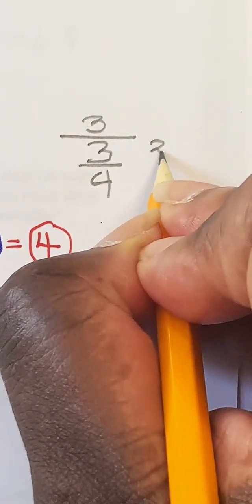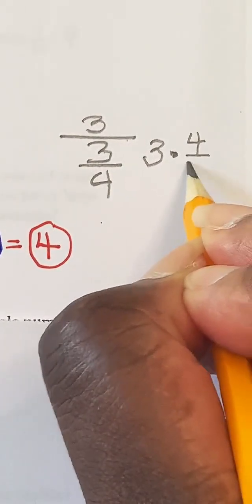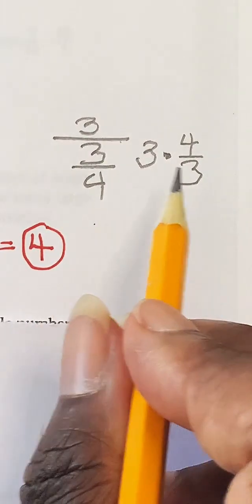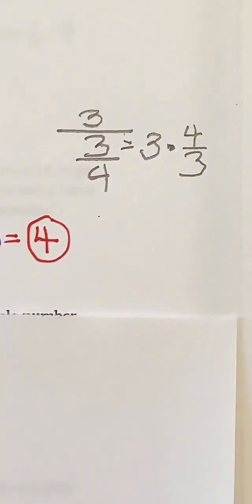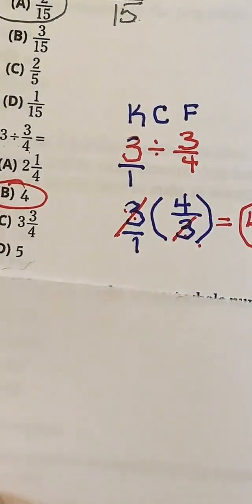So I have my whole number of 3. Instead of the division, the opposite is multiplication. And instead of 3/4, I'm going to flip it to 4 over 3. This seems more manageable. Okay? So that's why we do that. Not a problem. Right?